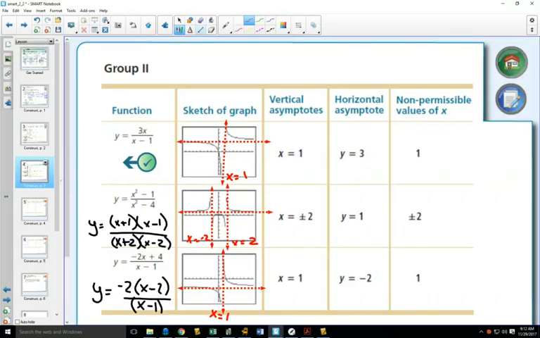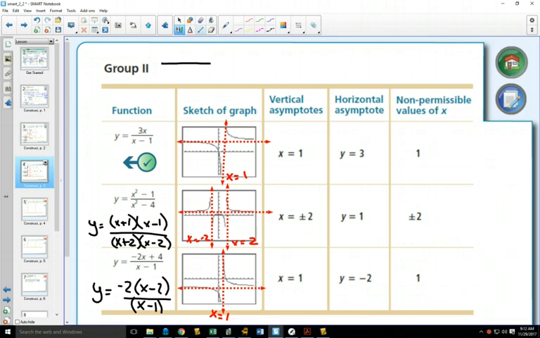Now these ones all ended up with a horizontal asymptote. There's one at y equals 3, one at y equals 1, one at y equals -2. So we could estimate that from the graph, just looking at it, but how can we tell from the equation? Okay, so let's start talking about group 2.